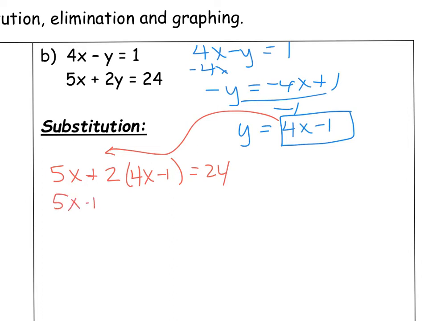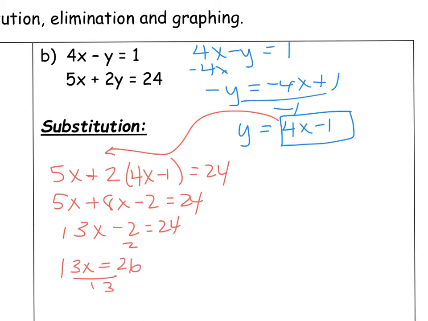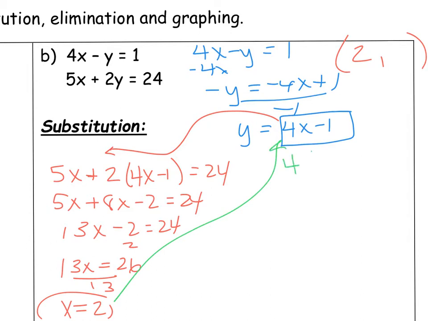So if we distribute, we get 8x minus 2 equals 24. Then 13x minus 2 equals 24. We're going to add 2, so I get 13x is 26. Divide by 13, I get x is 2. So the first part of my ordered pair is 2. Now, the quickest way to do this is to go up and substitute it back into the box. So you get 4 times 2 minus 1, so that would be 8 minus 1, which is 7. So my answer is (2, 7).